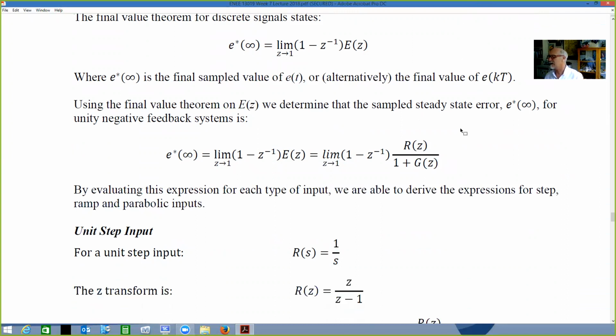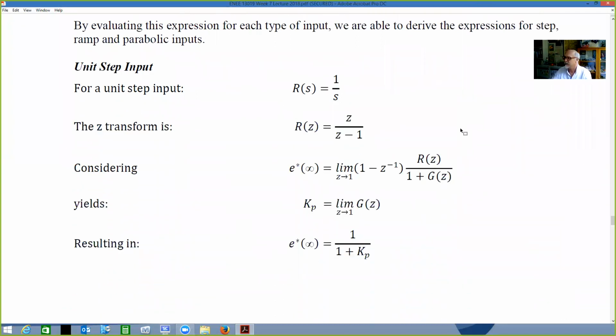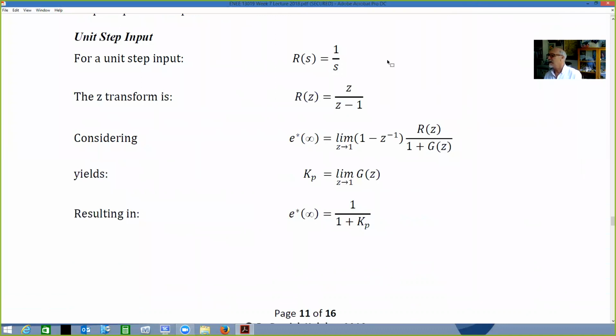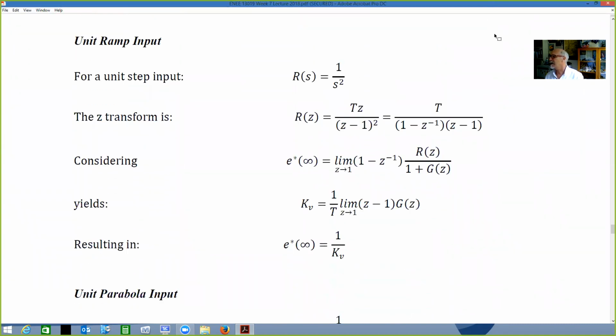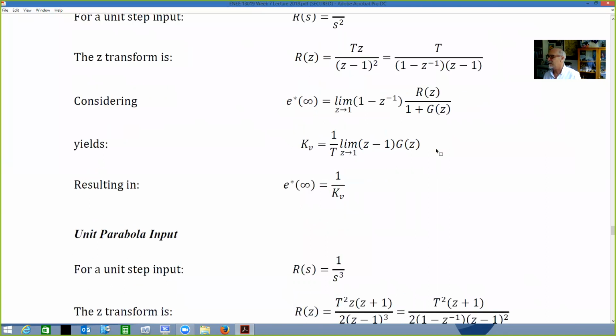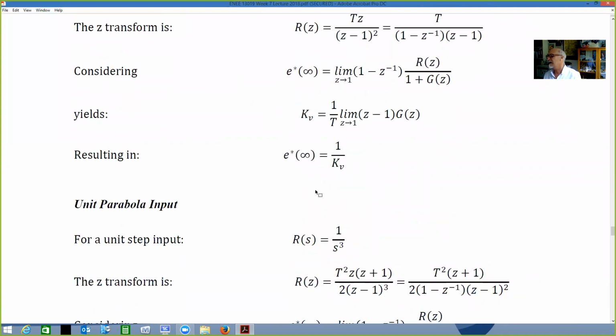And then all we're going to do is go through like we did beforehand. What happens if we change the input? Well, if we have a unit step input, the Z transform from the S domain will be equal to Z over Z minus 1. So we plug it into our formula, and lo and behold, it looks very similar to our analog processes. The unit ramp input, as we said beforehand in the S domain, is 1 over S squared. So the Z transform of that is going to be this form. You just look up your tables, and then you substitute that into this formula. Finally, we end up with E asterisk equals 1 over KV.